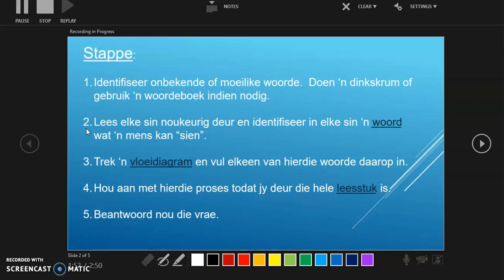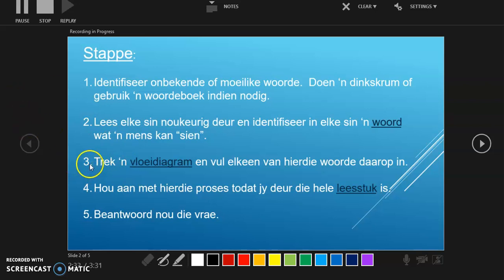For example, a tree, a boom, maybe an animal like a horse, a perd. So it must be a word that you can make a picture from. I'm going to show you in the example exactly what I mean. So you only identify one word in each sentence, and there's no right or wrong answer here. Some sentences have got more than one word, but you only choose one word. And like I said, there's no right or wrong here.